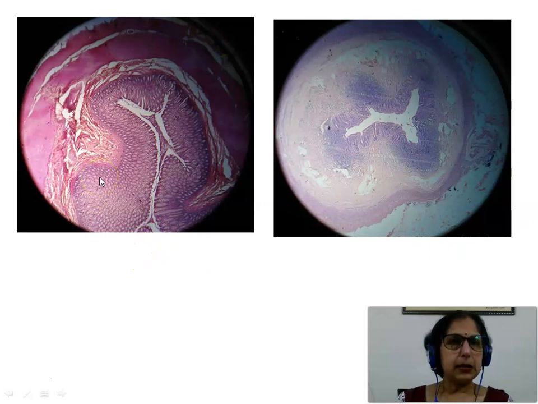The low power view of these two, this is a slide of colon and this is a slide of vermiform appendix. So as is seen here, in the colon we hardly see any lymphoid aggregate, whereas here in the appendix we see the entire ring of lymphoid aggregates all along the circumference of the wall in the lamina propria. And what we see here is a tinea coli which is absent in the vermiform appendix.